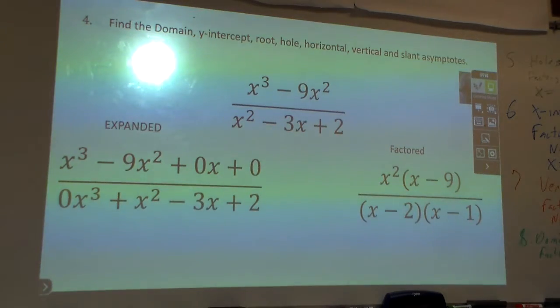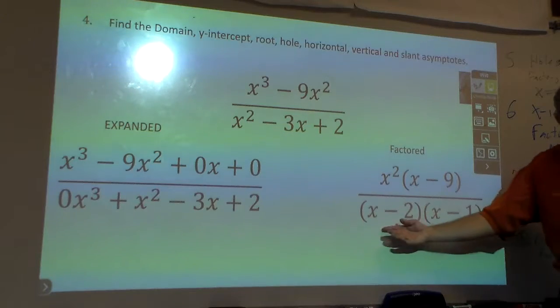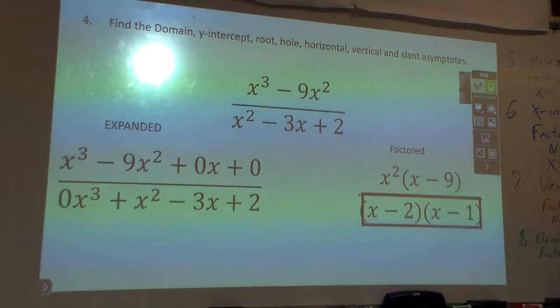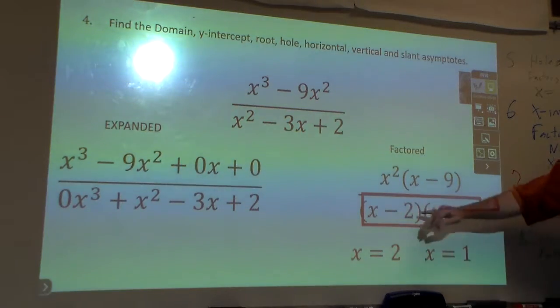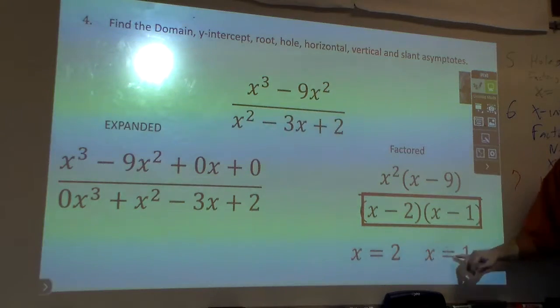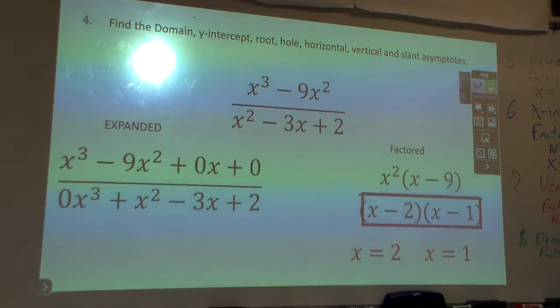Number 4, there are no holes, so there's going to be how many answers? 2. There's 2 factors, so there'll be 2 answers. And once again, 2 minus 2 makes 0, and 1 minus 1 makes 0. So they're inside liars. Okay? Or horizontal liars. I like that word sometimes too.